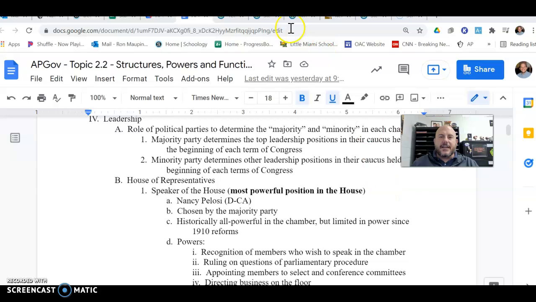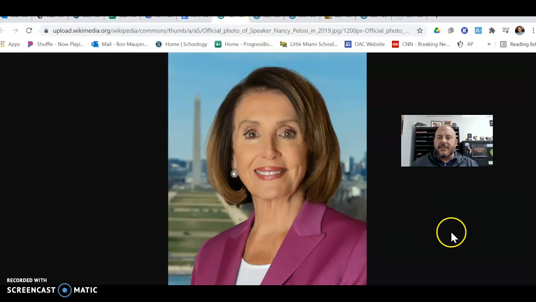So with that being said, who is the current Speaker of the House? Well, I think many of us know who that is. That is Nancy Pelosi, pictured right here. She is a Democrat, obviously majority party, representing the District of San Francisco, California, one of the more liberal districts in the country. Now, Ms.